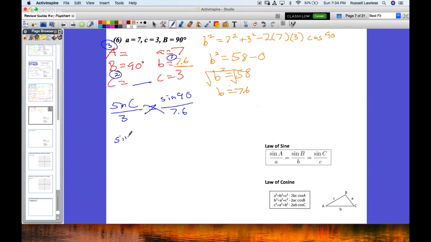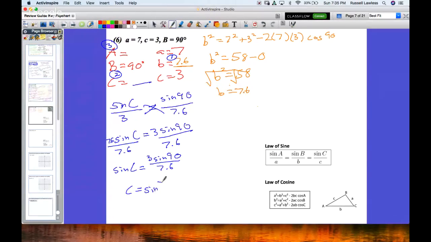We'll cross multiply to get 7.6 sine of C is equal to 3 sine 90. And then we divide both sides by 7.6. So we'll get sine of C equal to 3 sine of 90 over 7.6. And so we're going to take the inverse sine of that. When we take the inverse sine, we'll find out that angle C is like 23.18 degrees. But again, we're rounding to the nearest whole number for this, and that'll be 23 degrees.